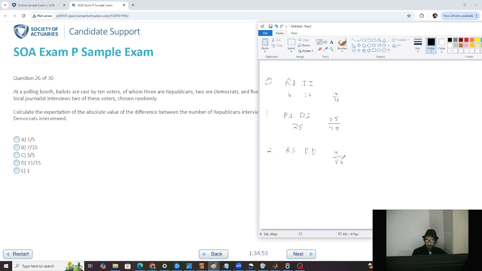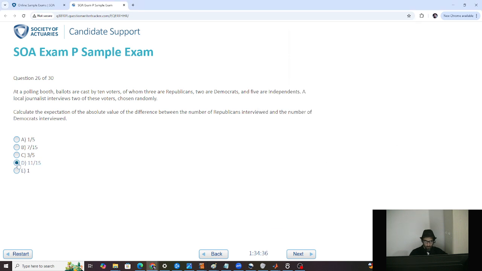And so the expectation of this absolute value, 16 times 0, 25 times 1, 4 times 2. You get 33 over 45. Common factor of 3. 11 over 15, choice D.